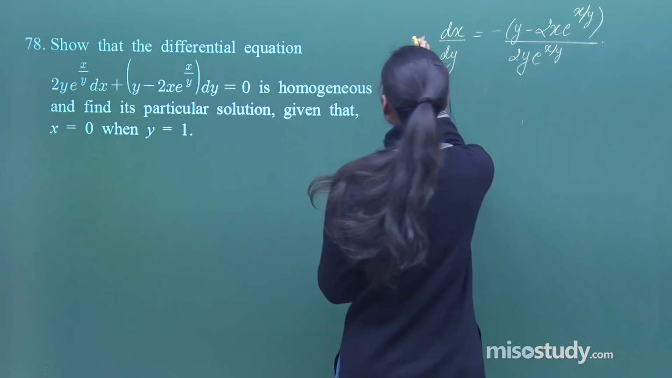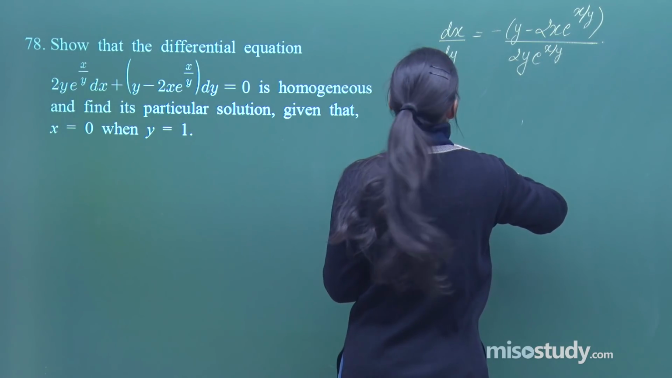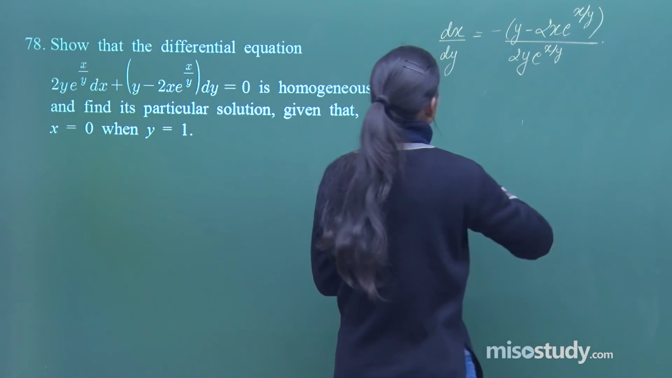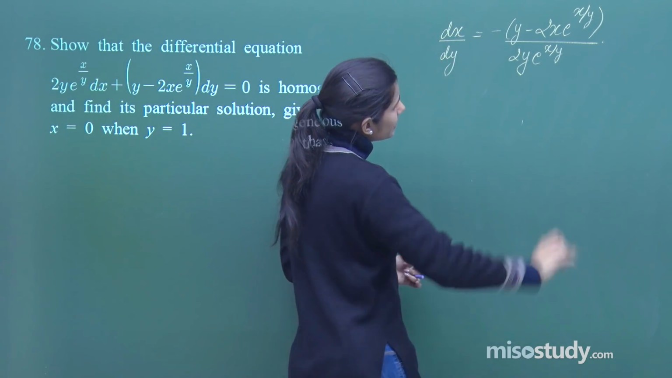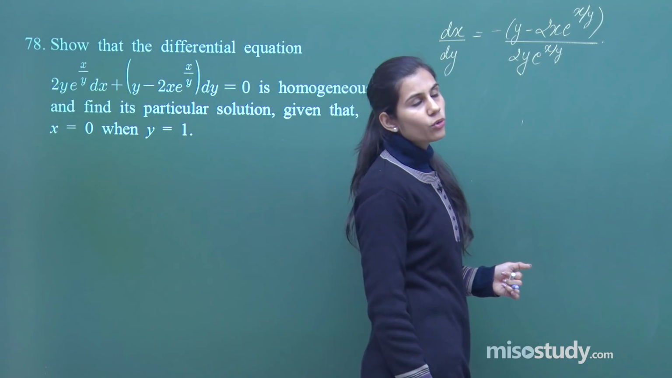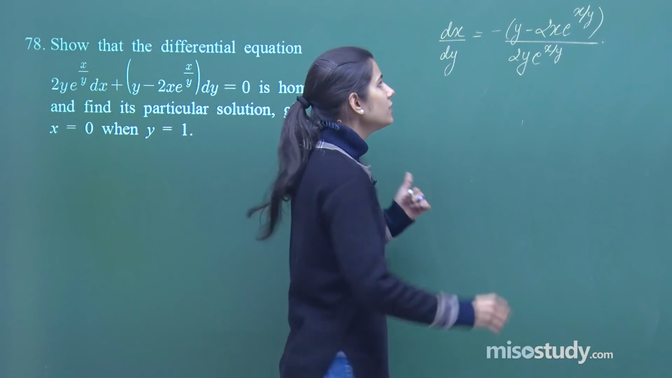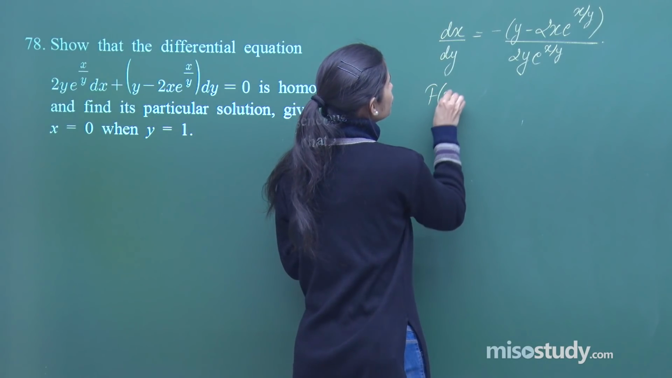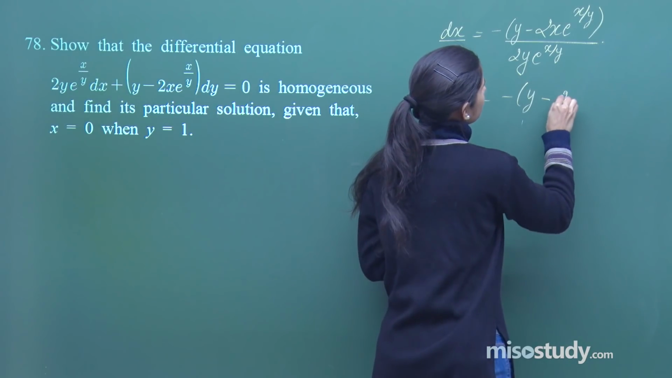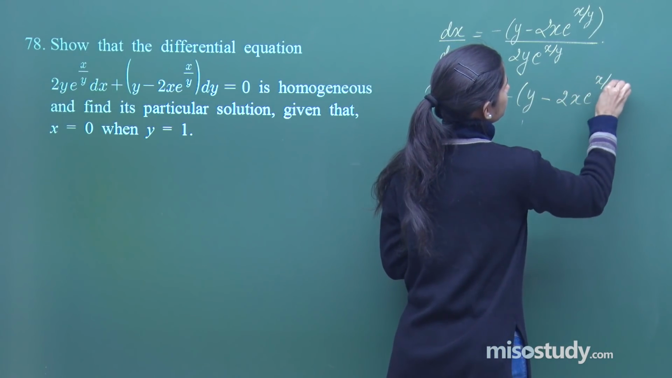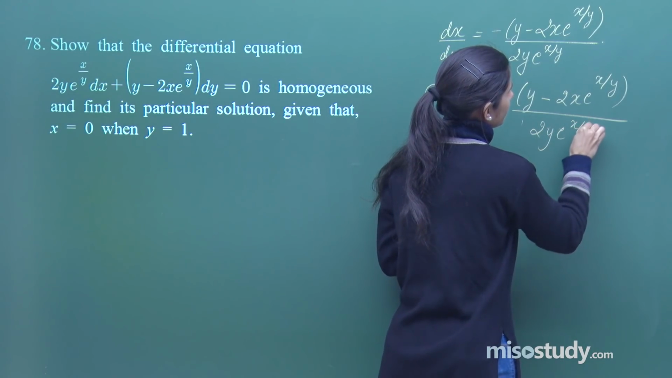You can see 2y e to the power x by y dx is equal to minus of y minus 2x e to the power x by y dy. Okay, that's what you have. So, in here if this is my dx by dy, please try to understand how am I going to conclude whether it is homogeneous or not. First of all, I need to define this as my function of x and y: minus of y minus 2x e to the power x by y, whole upon 2y e to the power x by y.